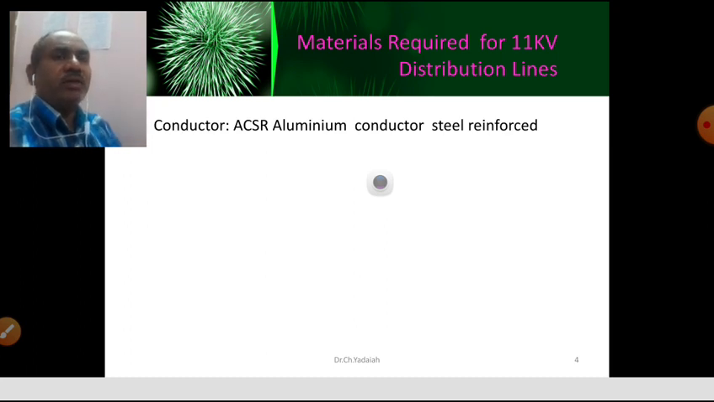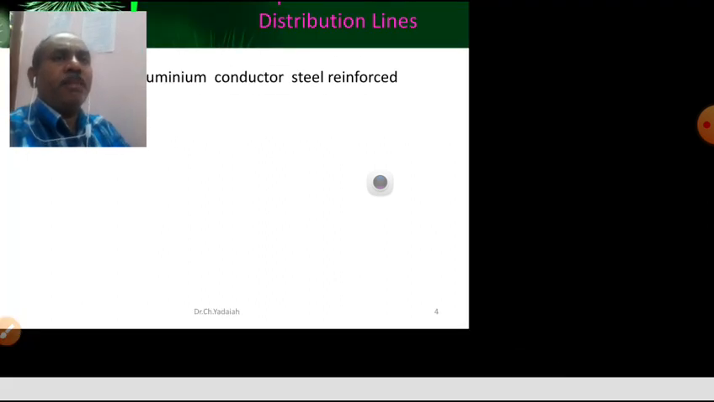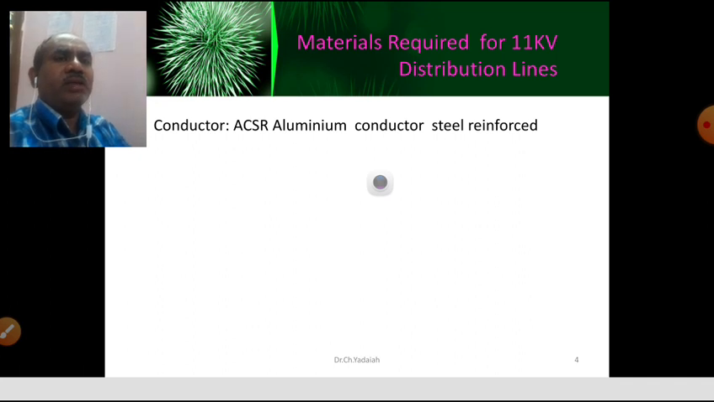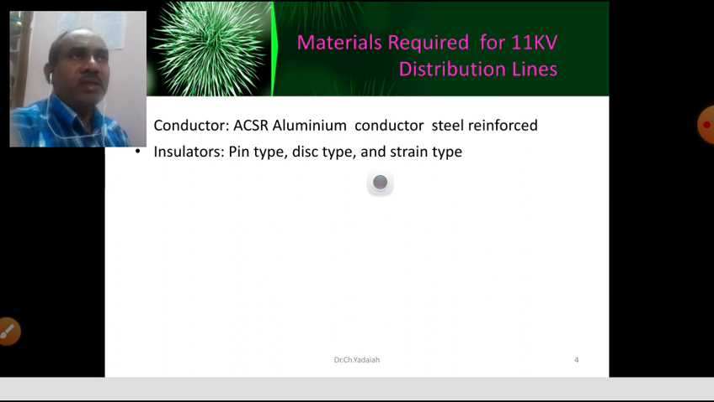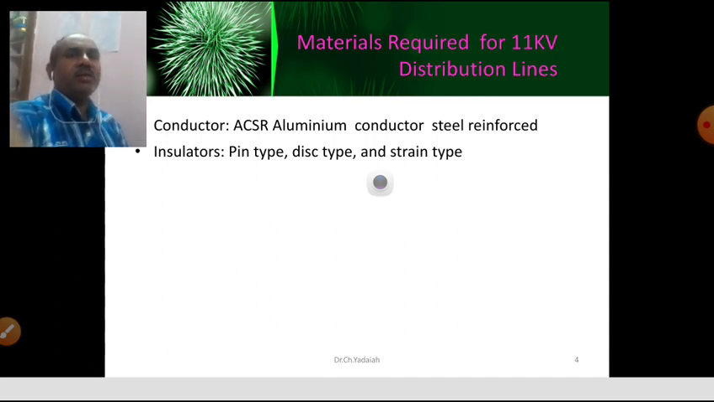What we have seen in the figure: conductors. The conductors may be ACSR conductors or copper conductors, different types of conductors. Generally we prefer ACSR, aluminum conductor steel reinforced. After conductors, we have the insulators. As we have already seen, the insulators are pin type insulators, disc type insulators and strain type insulators. In the LT cases we use shackle type insulators.